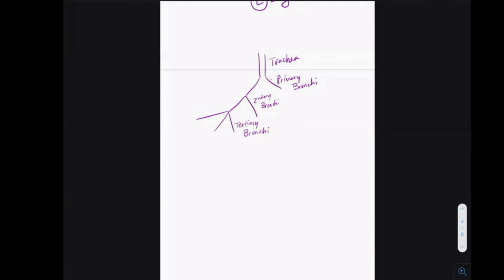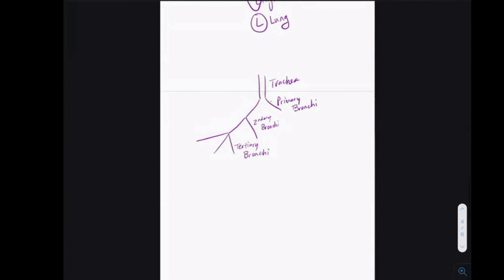Okay, so just a quick quiz here. Which side has the lingula and which side has three lobes? So the lingula is on the left, the three lobes would be on the right lung.